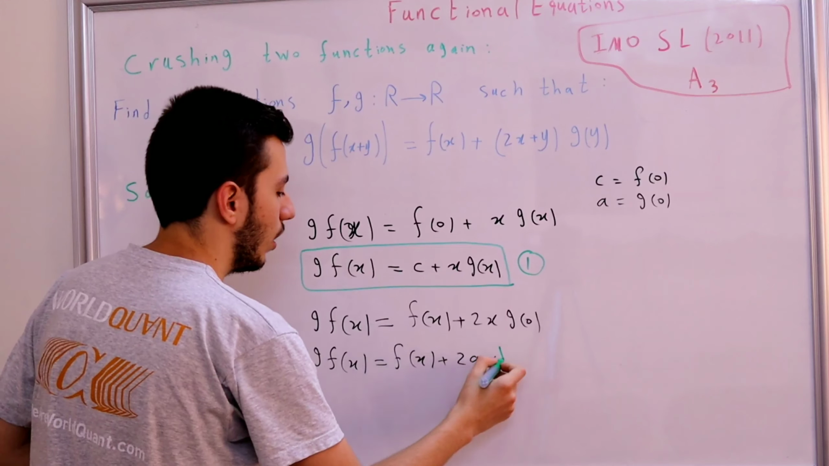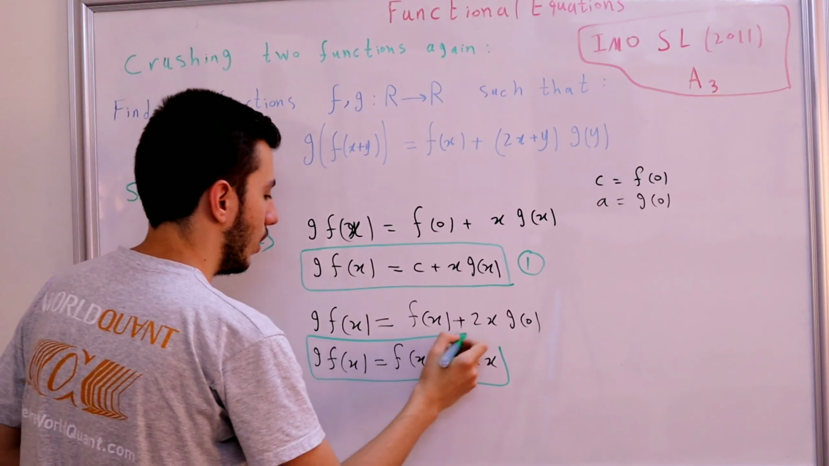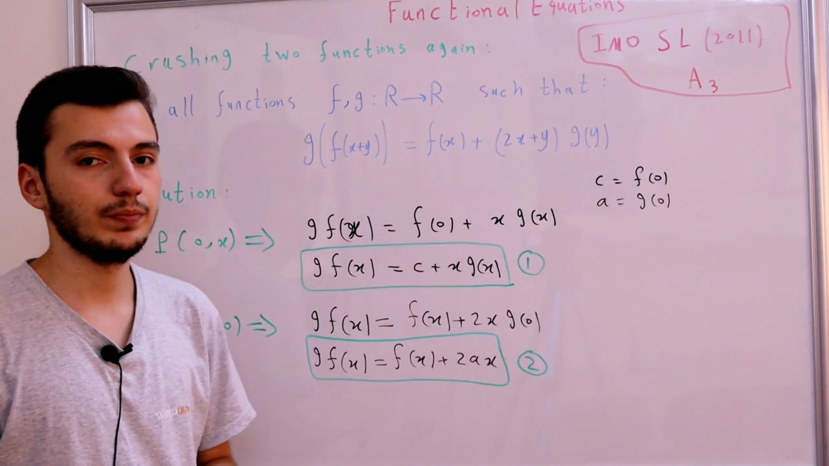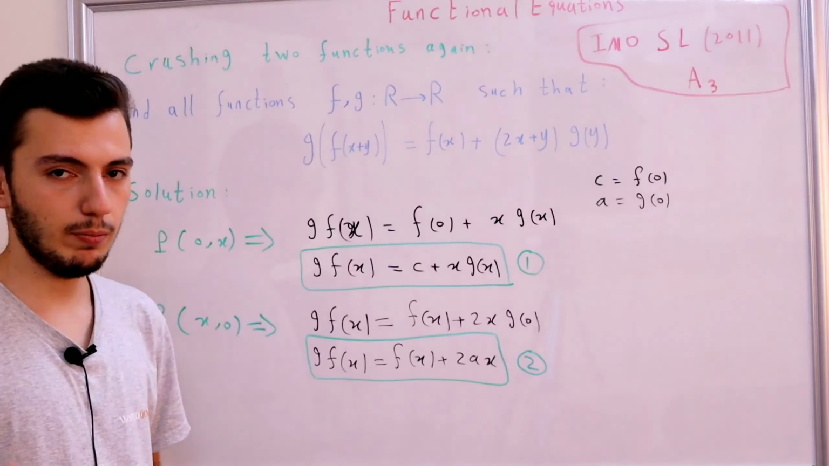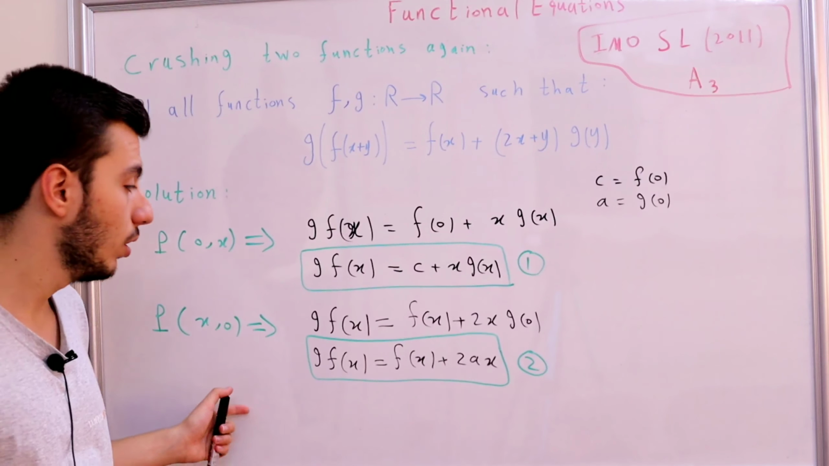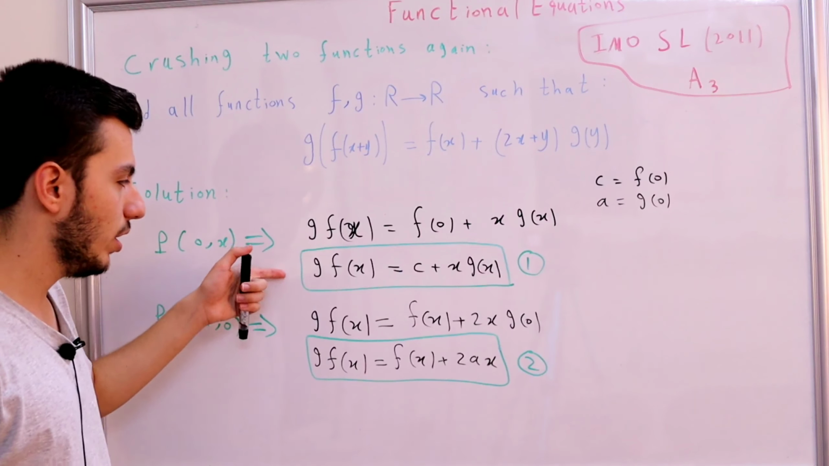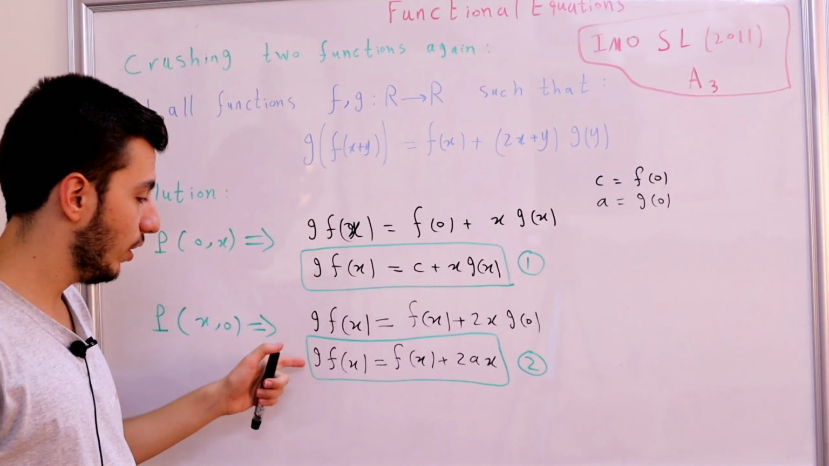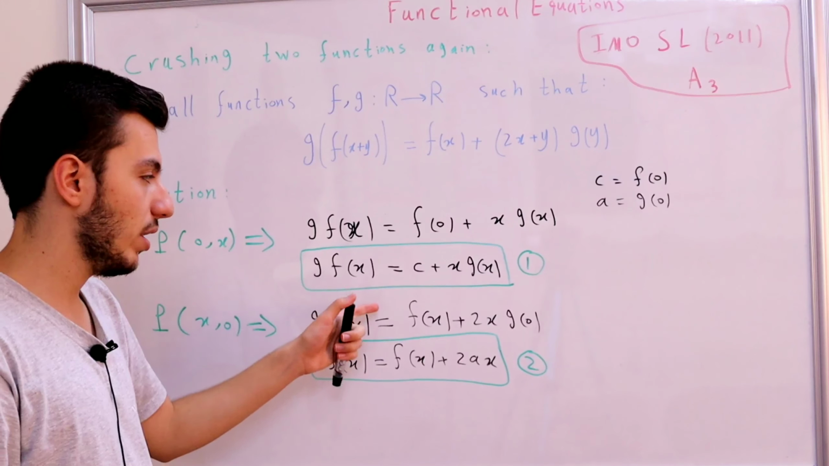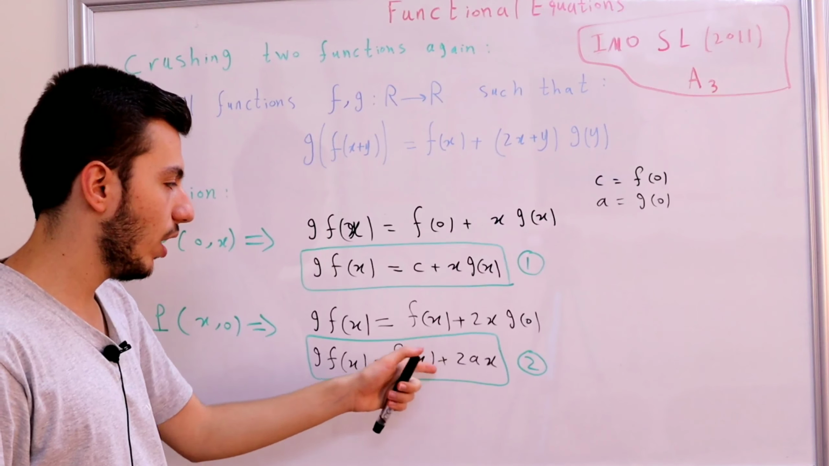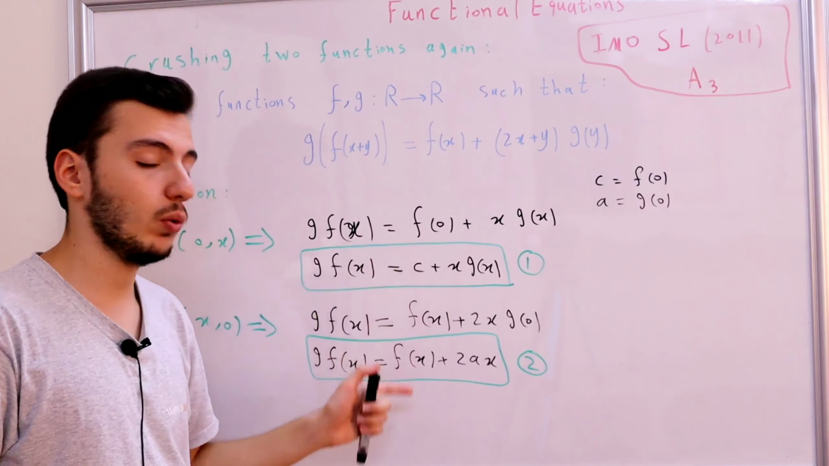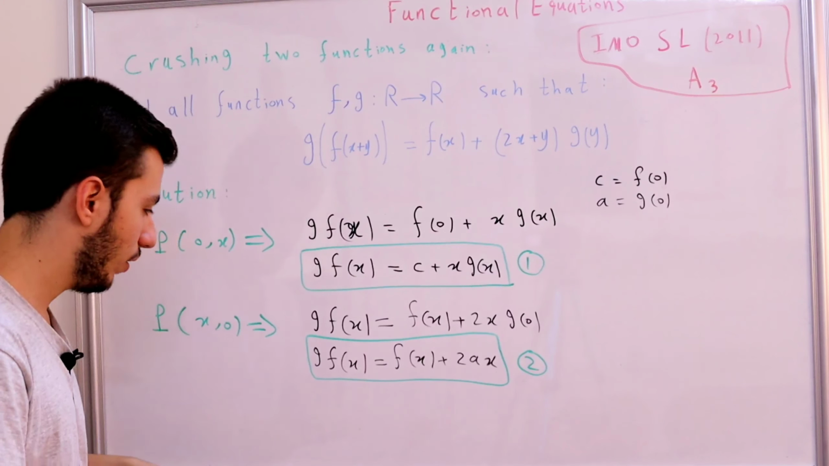Let's give it the number 2. So what now? We've made very simple substitutions, 0 and x, and x and 0. As you can see, here we have g of f of x and here we have g of f of x, so we've calculated this in two ways. That means that we can compare this with this, because the left-hand side is equal, which means that the right-hand side is equal. So from 1 and 2, we get the following now.